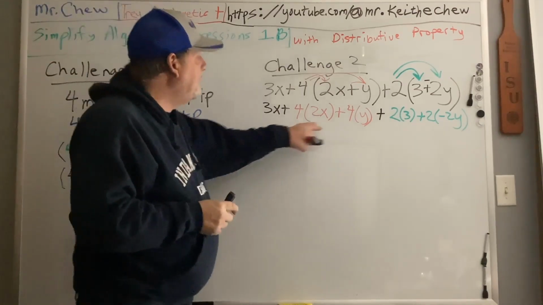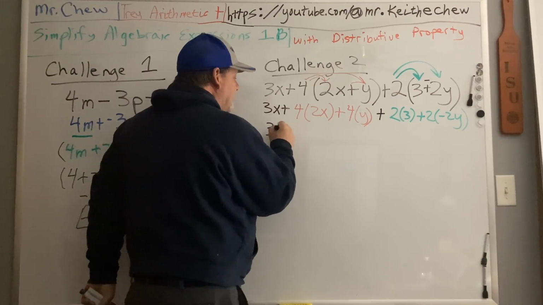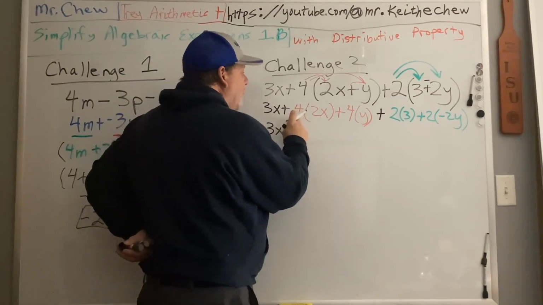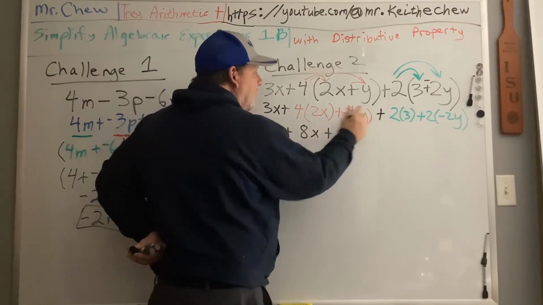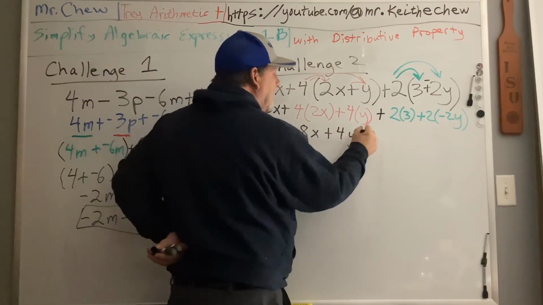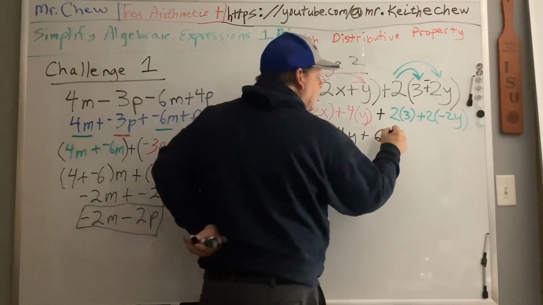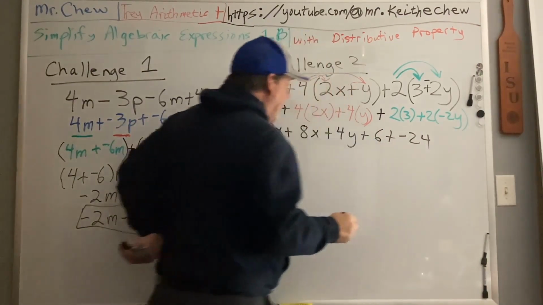Now we have to simplify this multiplication. So I still bring my 3x down. I can't do anything else with it yet. 4 times 2x is 8x. 4 times y is 4y. 2 times 3 is 6. 2 times negative 2y is negative 4y.